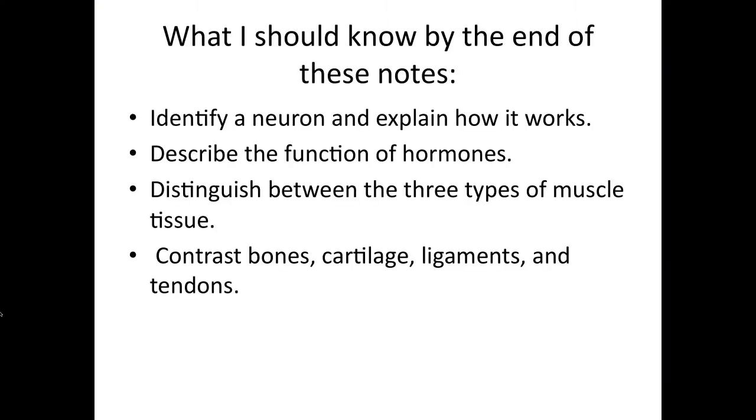This is notes number 9 with Miss S. So what we're going to learn in these notes is we're going to talk a little bit about the nervous system. So we're going to be identifying a neuron and explain how it works. We're also going to be looking at how hormones communicate with the body as well as the nervous system. And then we're going to take a little diversion into the muscular skeletal system. So we're going to look at the 3 types of muscle tissue, and we're going to look at bones, cartilage, ligaments, and tendons. So let's get started.